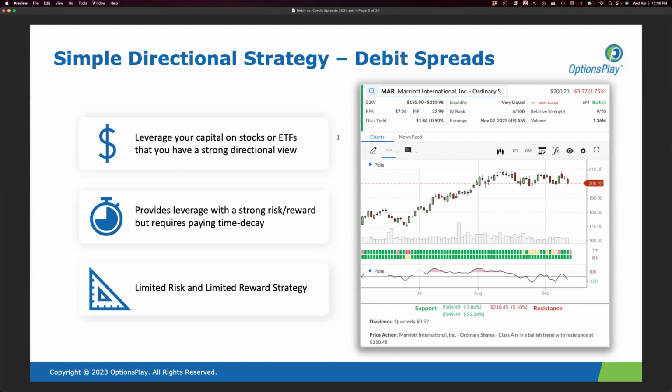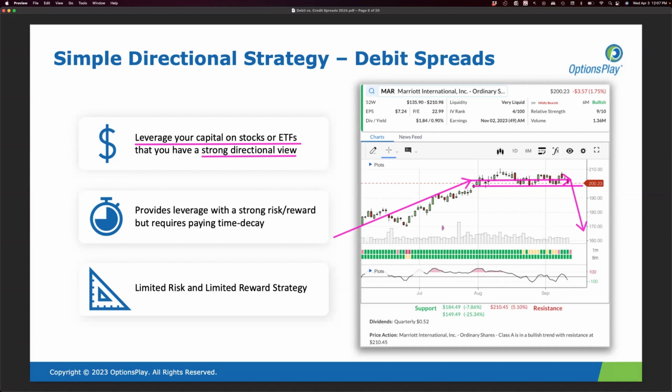Debit spreads give you an ability to leverage your capital on a stock or ETF that you have a strong directional view on. So let's say, I'm just taking Marriott as an example here, the stock has been in a long bullish trend, and you believe that that bullish trend is about to end, and you're concerned that this thing is about to drop. And maybe you believe that once it breaks that support, it's going to quickly tumble back down to maybe $170 or $180. And you believe that it's going to make a big move in a short amount of time.